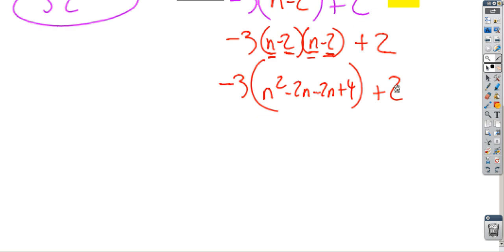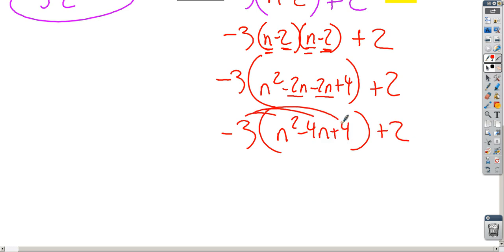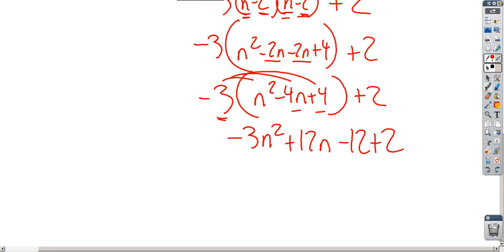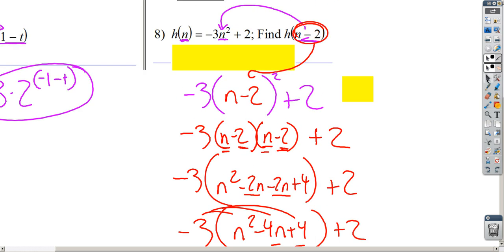So then we can simplify this a little bit more. So we have -3 times (n squared, -2n minus 2n would be -4n, plus 4), and then if we distribute the -3, -3 times n squared would be -3n squared. -3 times -4n would be +12n. -3 times 4 would be -12, and then we still have that +2. So the final result would be -3n squared plus 12n, -12 plus 2 would be -10. So that is as simple as we can make it. We should still have n's in our answer because we started out with n's in what we were supposed to plug in.